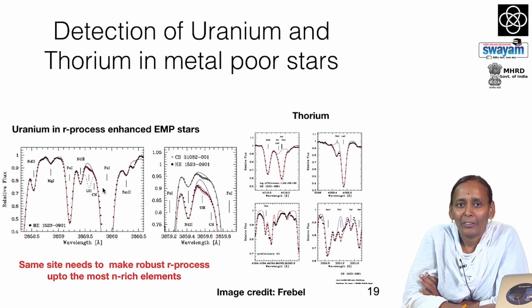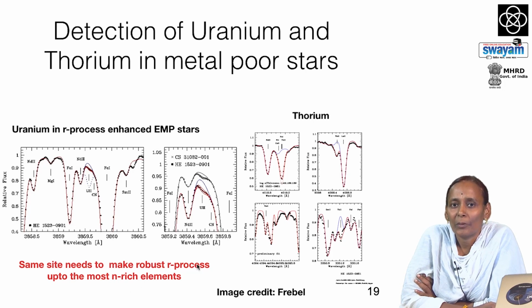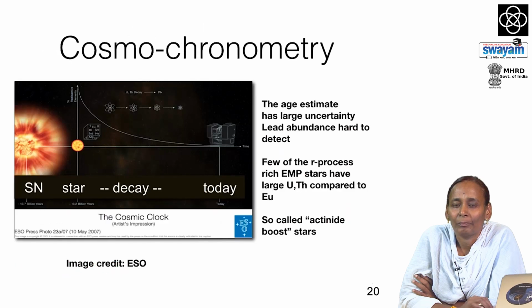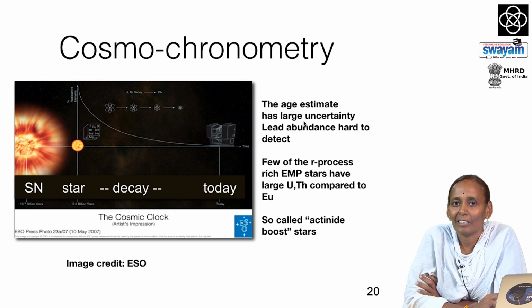And this is again a plot to show the detection of uranium in one of these metal poor stars, and thorium detections. The neutron richness should be able to make a robust r-process all the way to uranium and thorium. That is again a stringent constraint on any site that produces r-process. And this uranium and thorium also act like an independent, parameter independent cosmochronometer, and age can be estimated without assuming any models.